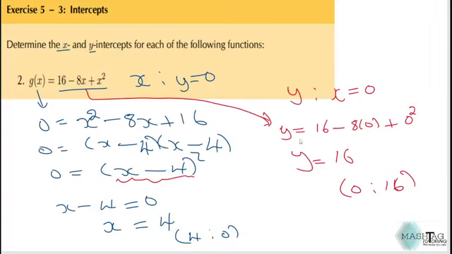So if you look at this, if you have your Cartesian plane, with this being x and this being y, it tells you that the graph cuts the y-axis somewhere at plus 16, and it cuts the x-axis somewhere here, at 4.